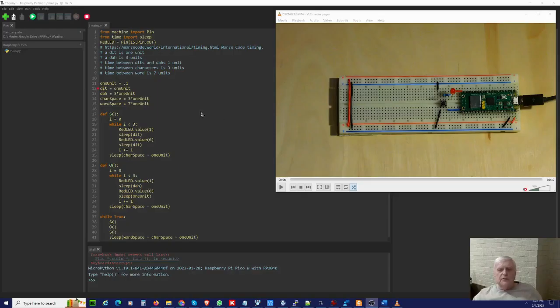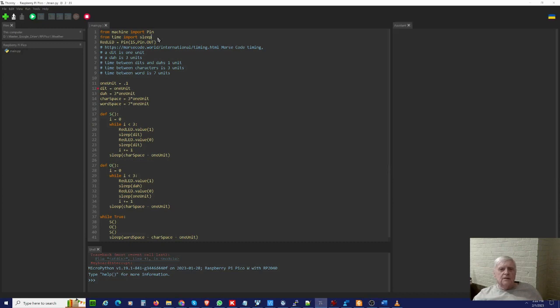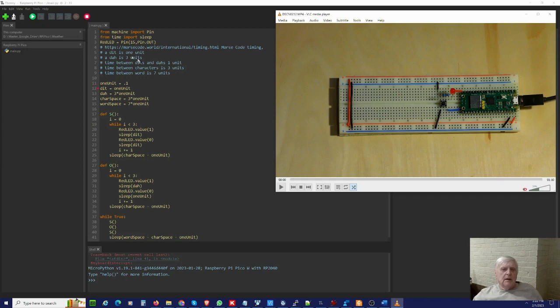This is the code for sending out SOS messages repeatedly on the Raspberry Pi Pico using the red LED. The first two lines I import a couple libraries, one from machine to allow us to talk to the pins. This next one allows us to put delays in the program. And then I've defined the red LED as connected to GPIO pin 15, and that is an output from that pin.